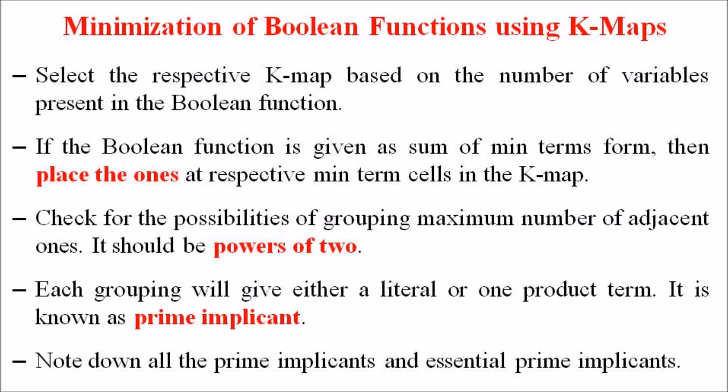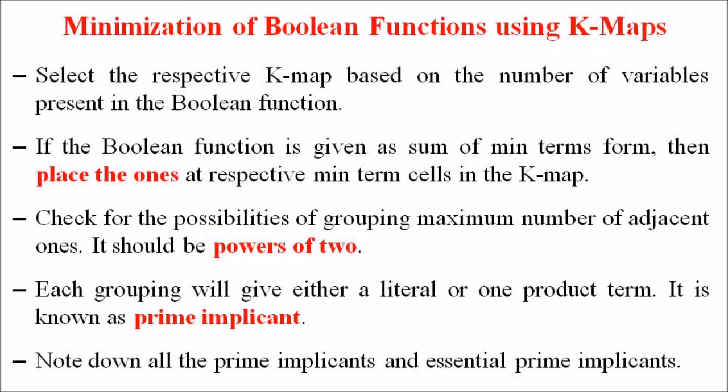The prime implicant is said to be an essential prime implicant if at least a single one is not covered by any other grouping, but only that grouping covers it. And finally, note down all the prime implicants and essential prime implicants. The simplified Boolean function contains all essential prime implicants and only the required prime implicants.